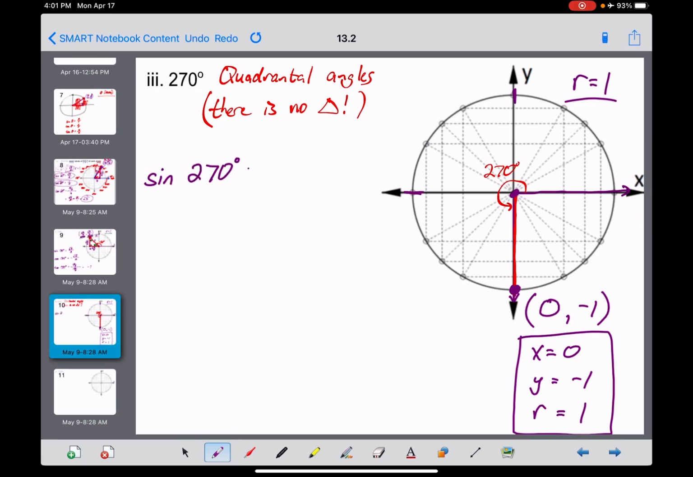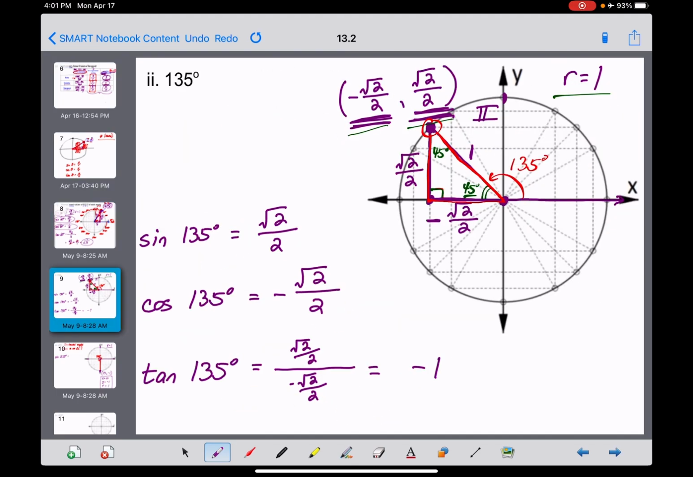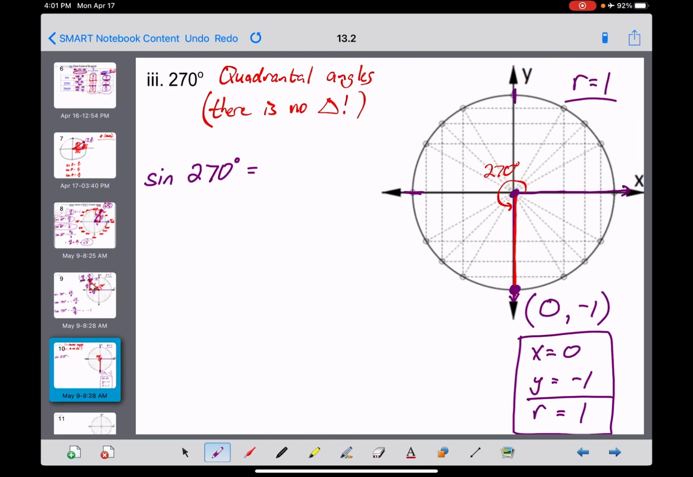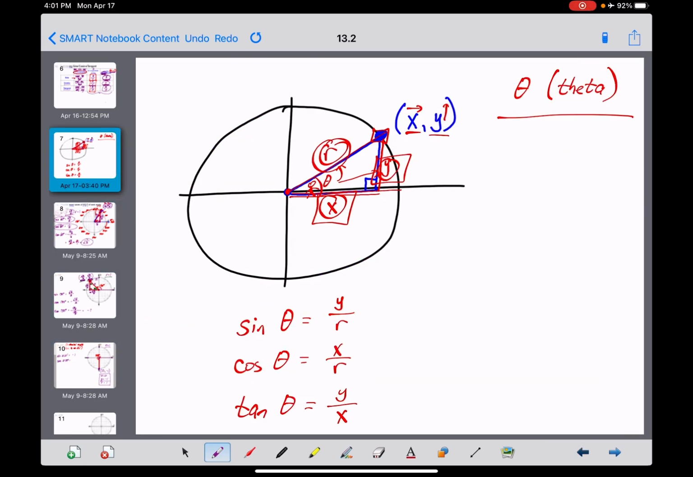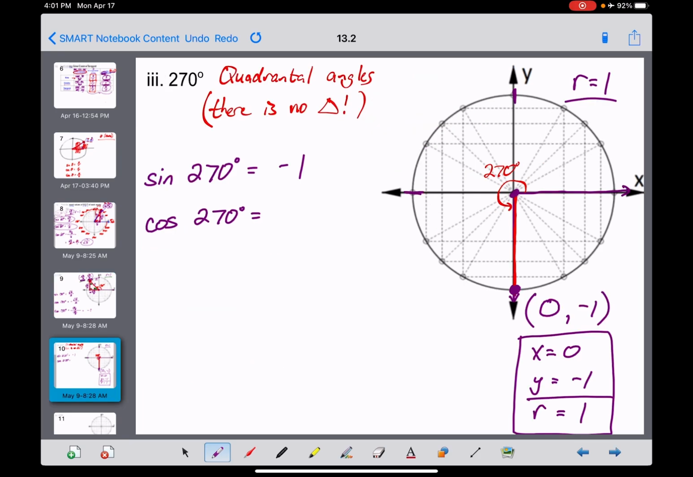The sine of 270 degrees. Again, if we don't have it memorized yet, sine is equal to our y-coordinate. That's it, guys. And the y-coordinate right here is -1. Okay, cosine of 270 degrees. Cosine is equal to our x-coordinate. So the x-coordinate here is 0.